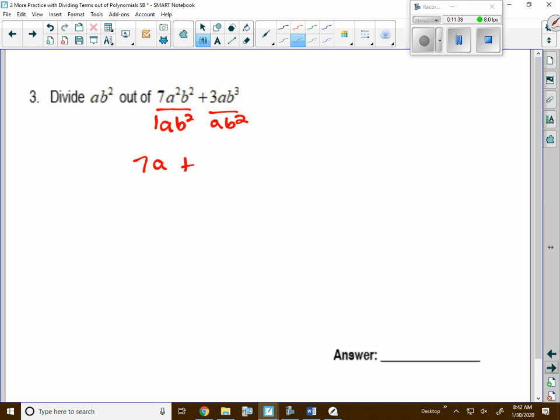Plus, what number am I going to have here? 3. What happens to our A? Cancel. Okay, and then B cubed over B squared. We're left with just B to the first. You can just write that as B. Now, don't forget, put your parentheses in, and what you've divided is outside.